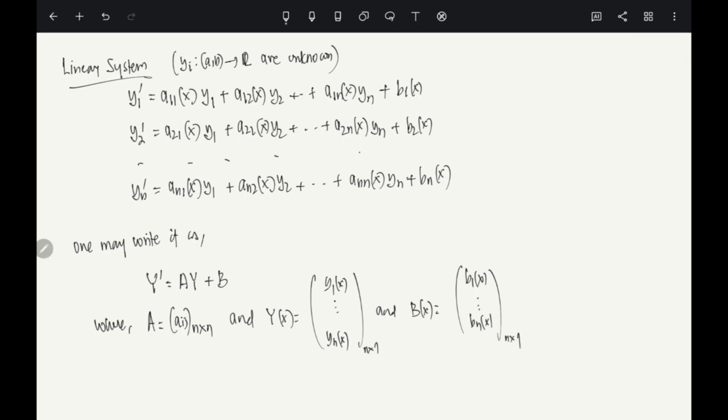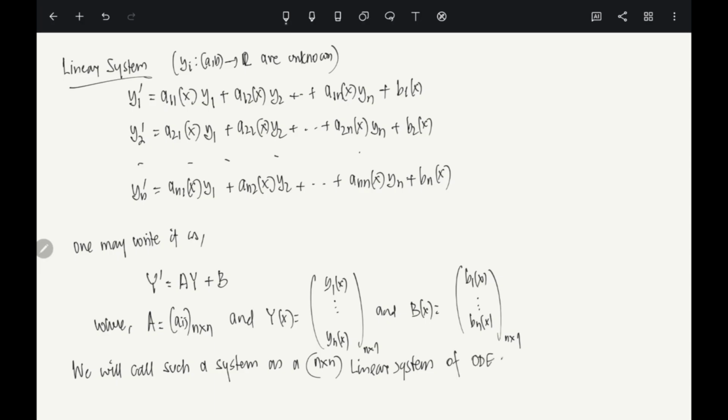So we can write this sort of system in a compact form. This is the form y prime equals A y plus b. Of course, A depends on x, b depends on x, but it is independent of capital Y. This is called a linear system. So we will call such a system an n cross n linear system of ODE.